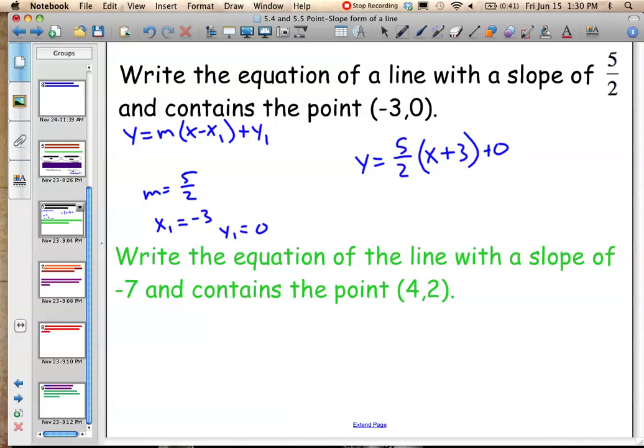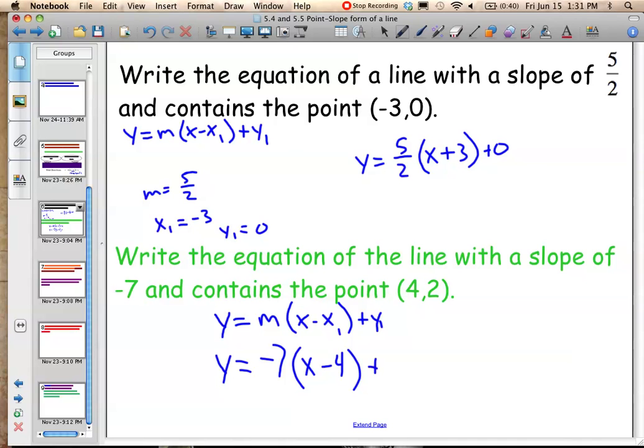Let's keep going. Write the equation of a line with a slope of negative 7. All right, so I'm thinking this already. When I have to write the equation of a line, I'm thinking this. Let's plug in the things we need. It has a slope of negative 7, and contains the point 4, negative 2. Remember, switch the sign on the x. Keep the sign on the y. Done. Wow.